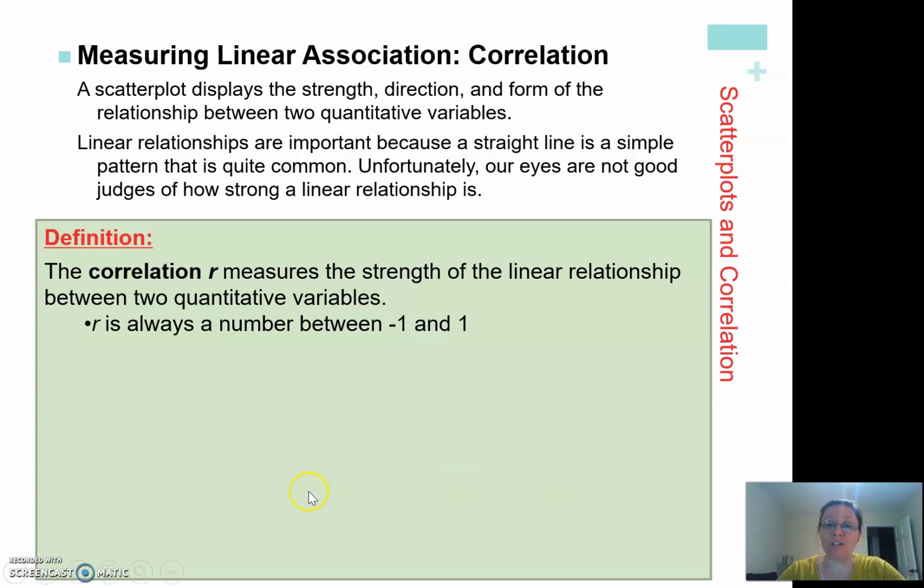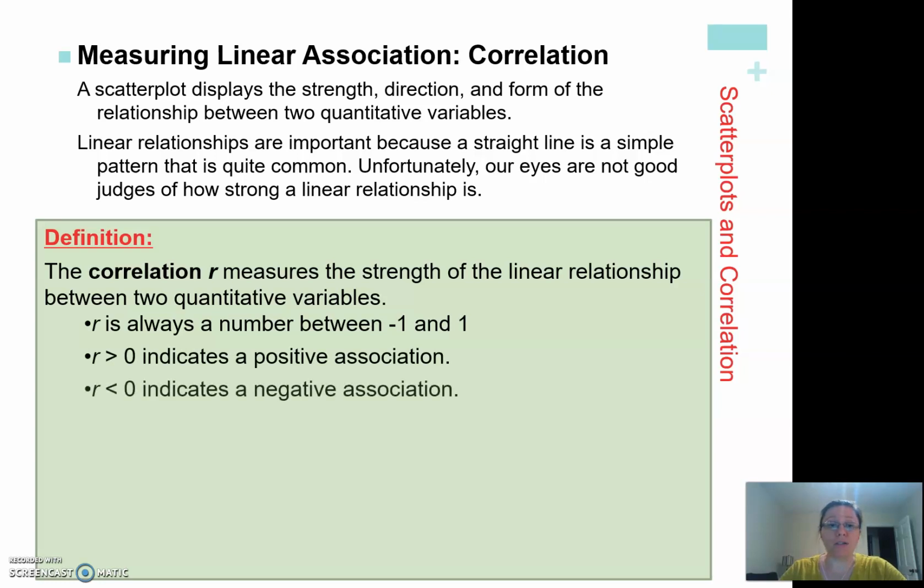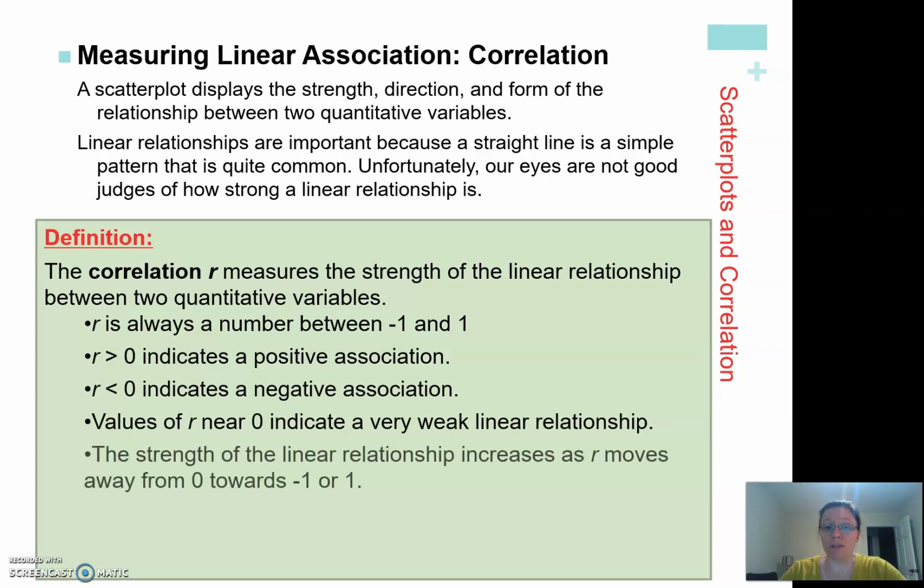So correlation, which we denote with the letter R, measures the strength of a linear relationship between two variables. Its values are always between -1 and 1, so it can't be greater than 1 or smaller than -1. If R is greater than 0, then you have a positive association. If R is less than 0, it's a negative association.